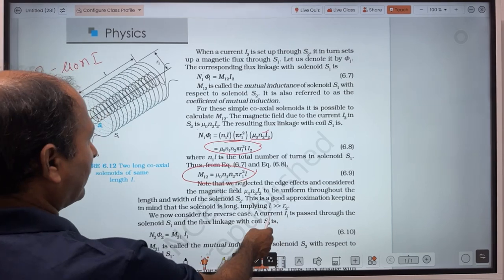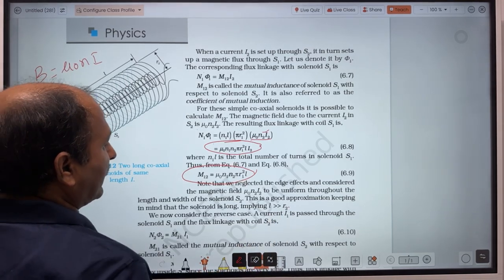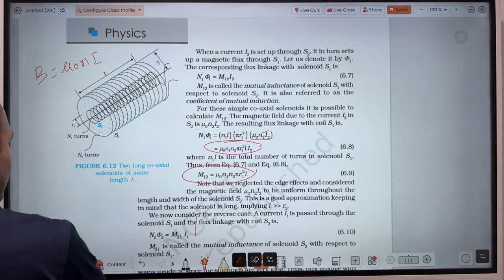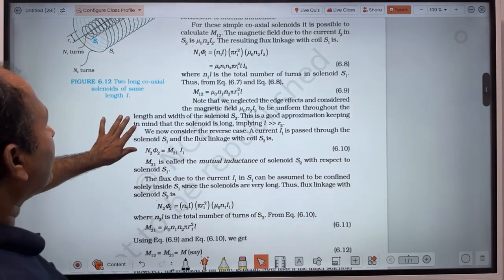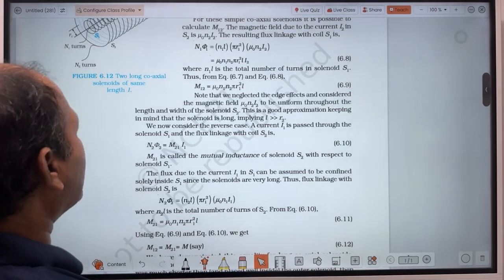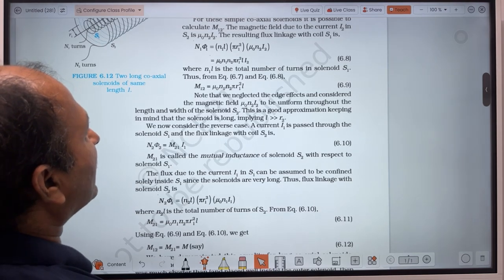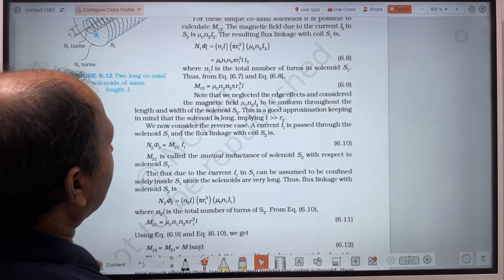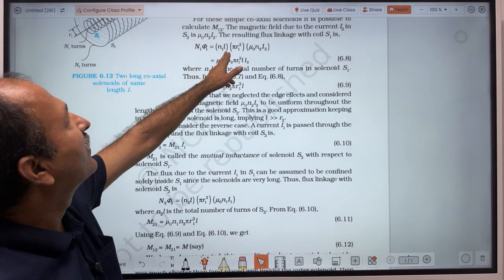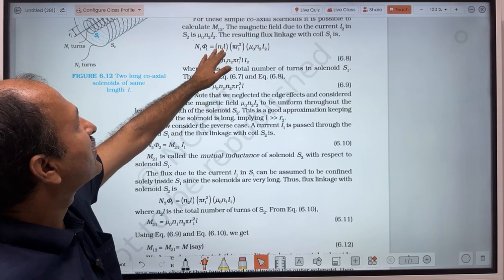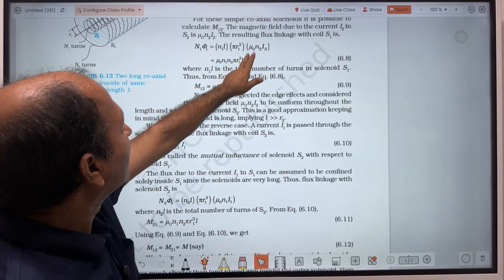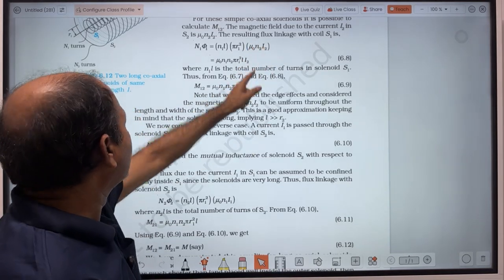Here we are taking some approximation, like L is greater than R2. So we can consider another situation. Now we consider the reverse case. In this case, current I1 is passed through solenoid S1 and the flux linkage with coil S2 is calculated. As in the previous case, we have written N1φ1 equal to this thing, all in terms of N1. These are in terms of the first coil, and this is the magnetic field due to the second. So in this case, we have to write the magnetic field due to the first instead of the second.